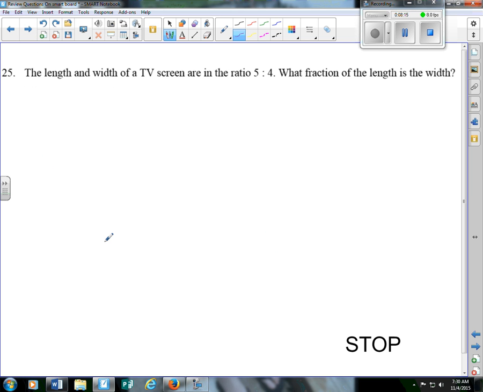The length and width of a TV screen are in a ratio of 5, again, labeling helps so much here, to 4. What fraction of the length is the width? Again, what fraction of the length is the width? So we read the question that says, what fraction of the length? So what is always a question mark. Fraction we can use with multiplication. Of the length is 5. Is always equals the width, which is 4.